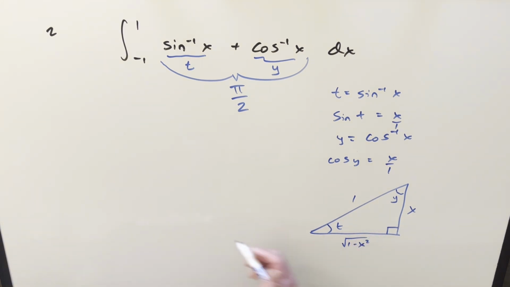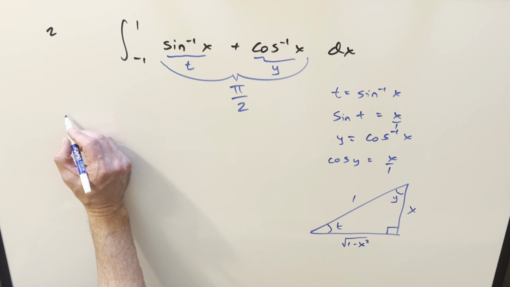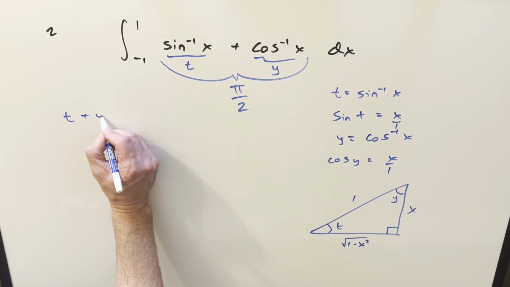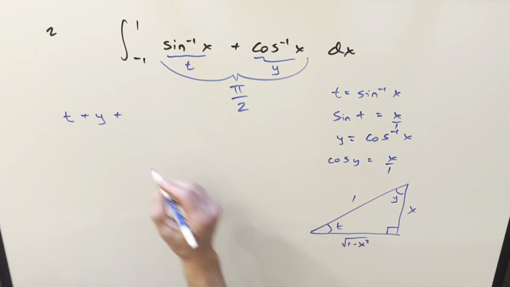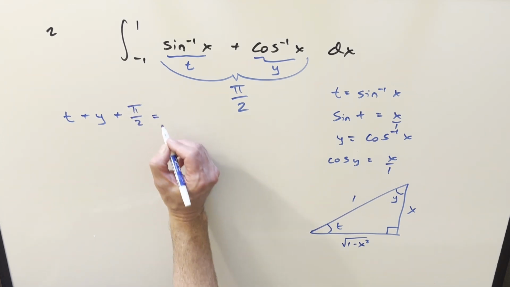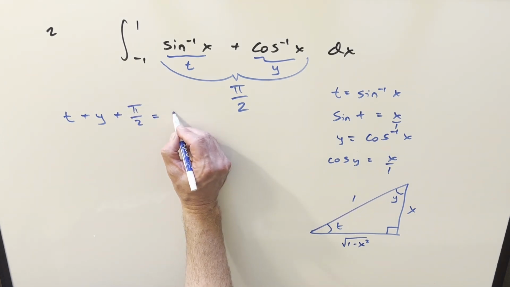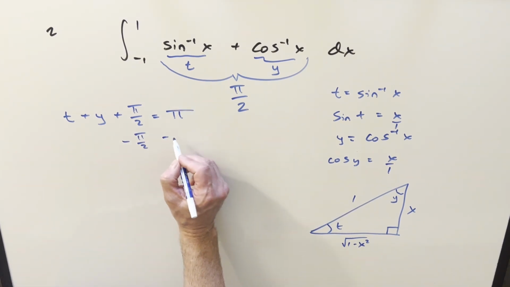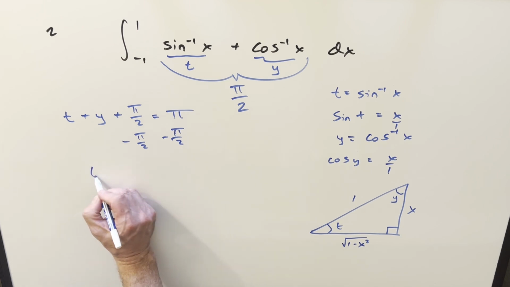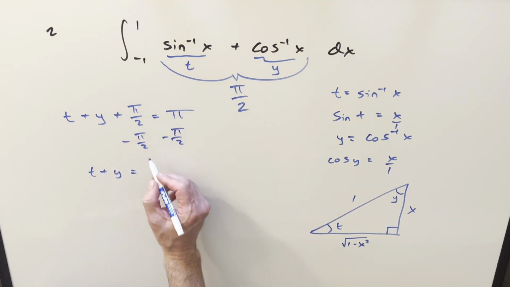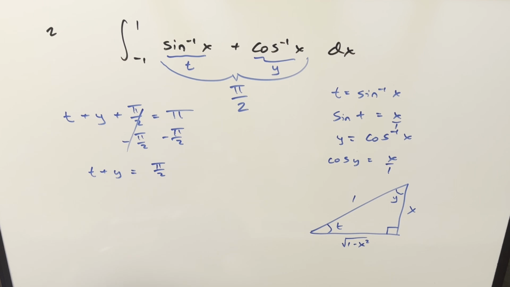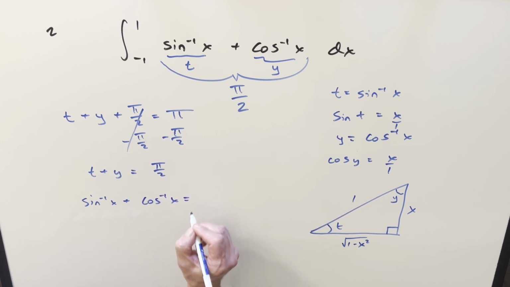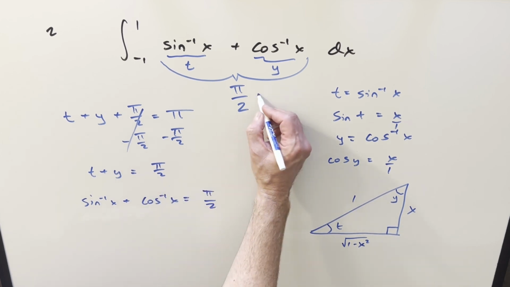Now the sum of the angles in a triangle is 180 degrees or pi, so I can make a little equation and write t plus y plus 90 degrees, which in radians is pi over 2, equal to 180 degrees, or in radians, pi. Subtract pi over 2 on both sides, and we end up with t plus y equals pi over 2. But t is arcsine of x, and y is arccosine of x, and this is equal to pi over 2.